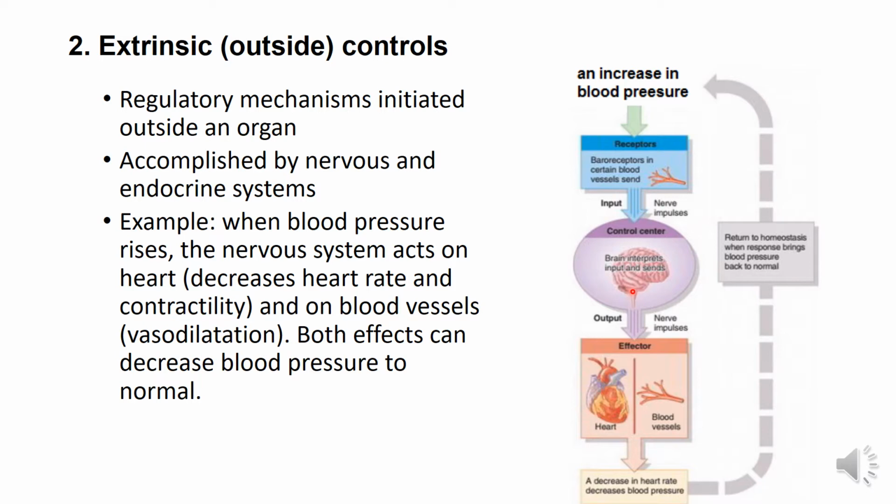And from there, from the center, from the brainstem, impulses through the nervous system go to the heart and to the blood vessel. To the heart, it will decrease the rate and contraction of the heart, and to the blood vessel, it will lead to vasodilatation. Both of these factors will lead to a decrease in the blood pressure. So the blood pressure will return to its normal level.